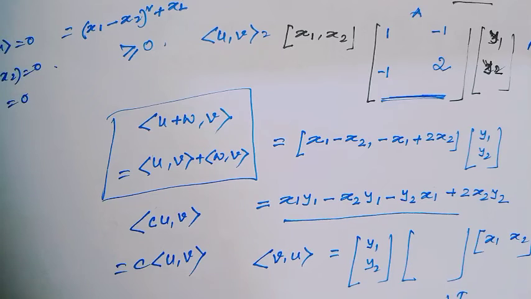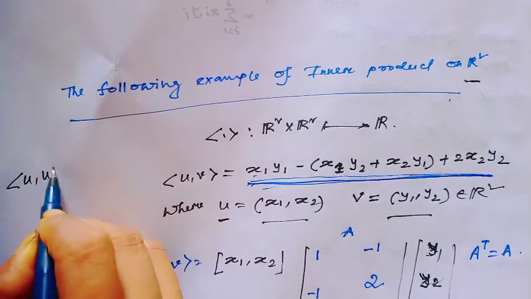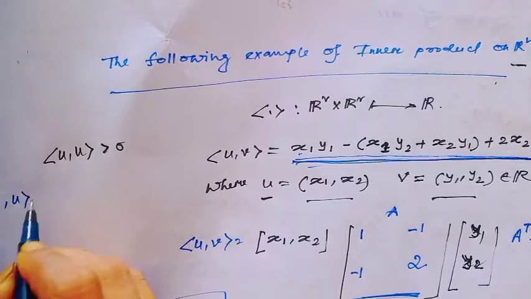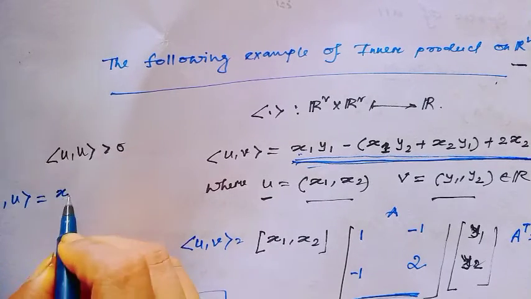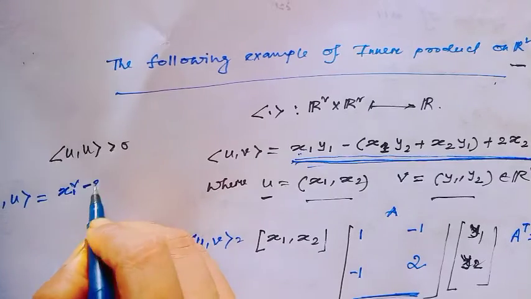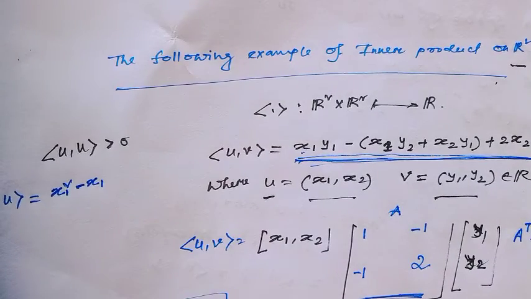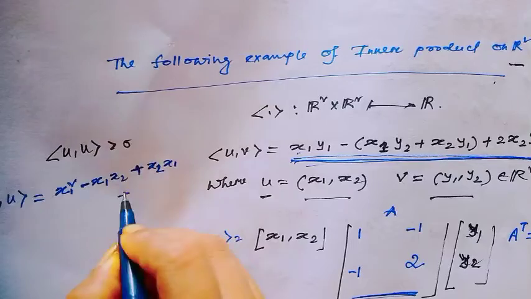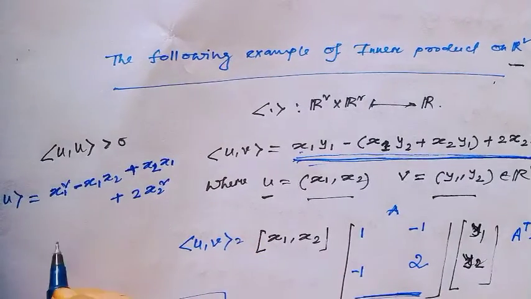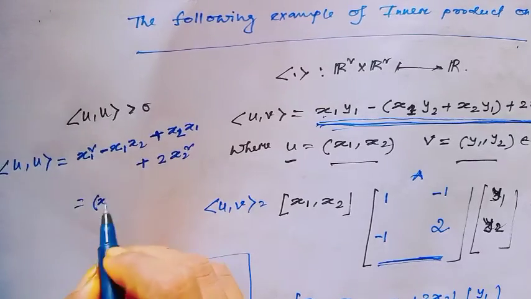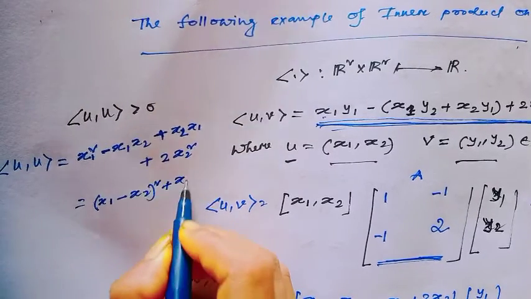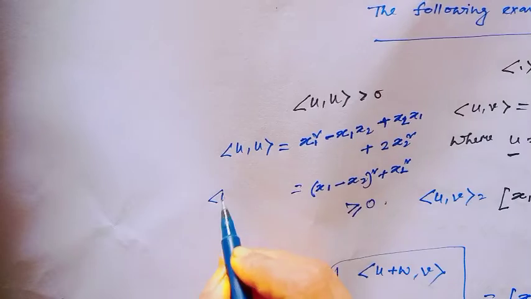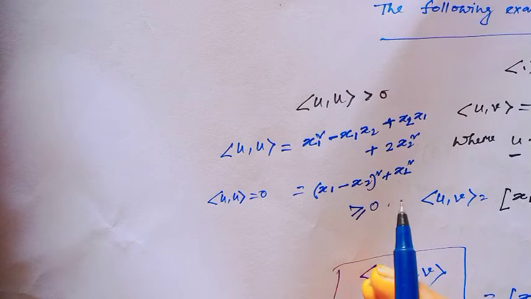Now I will check the condition of positivity. Inner product of u with itself is greater than or equal to 0, because inner product of u with itself means x1 squared minus x1 x2 plus x2 x1 plus 2 x2 squared, and this is similar to x1 minus x2 whole squared plus x2 squared, and this is a square term, so obviously this would be greater than or equal to 0, and inner product of u with itself is equal to 0 when x1 x2 is 0.